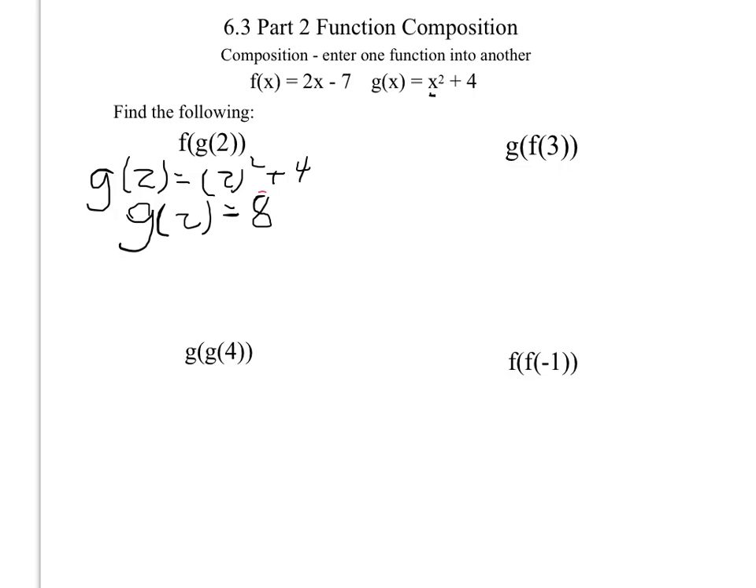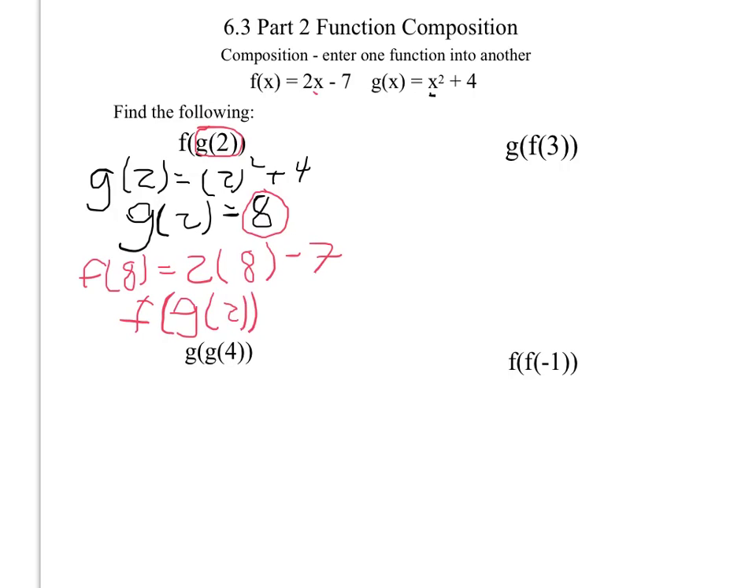Now I'm going to take that value, I'm going to plug it in there. So actually what I'm finding next is going to be f of 8. So f of 8, so I'm going to plug 8 in right there for the x. So 2 times 8 minus 7. So 16 minus 7 is 9, so actually f of g of 2 is equal to 16 minus 7, which is 9. And there's our final answer. F of g of 2 equals 9.